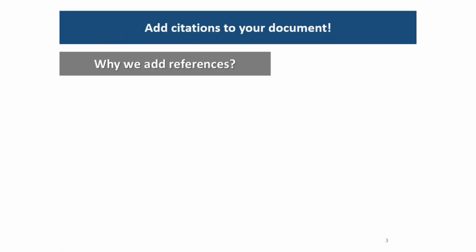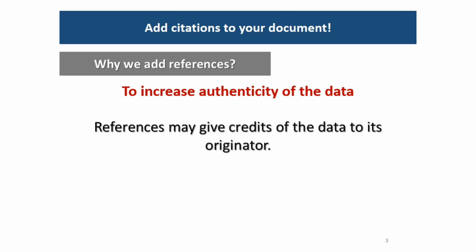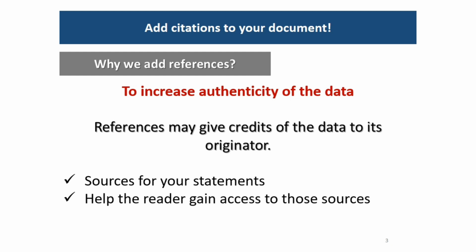Why we add references? References add करना क्यों important है? We add references to increase the authenticity of the data, to increase the validity of the data. References may give credits of the data to its originator. जो बात जिस इंसान ने कही थी, if we add its reference तो वो उसको ही credit जाएगा. References are basically sources for your statements. They help the reader gain access to those sources.